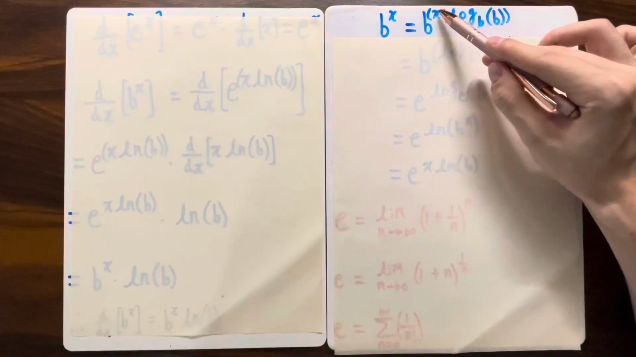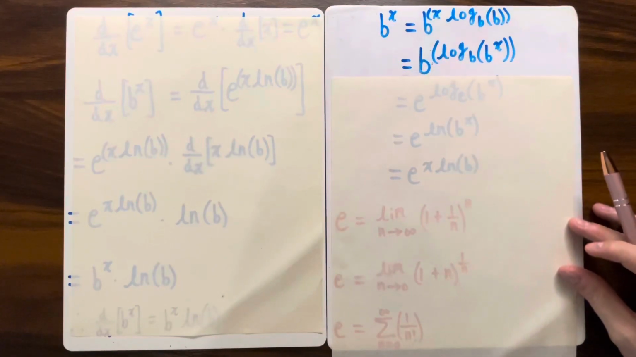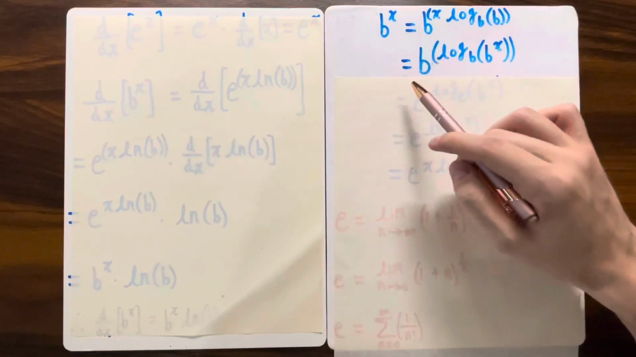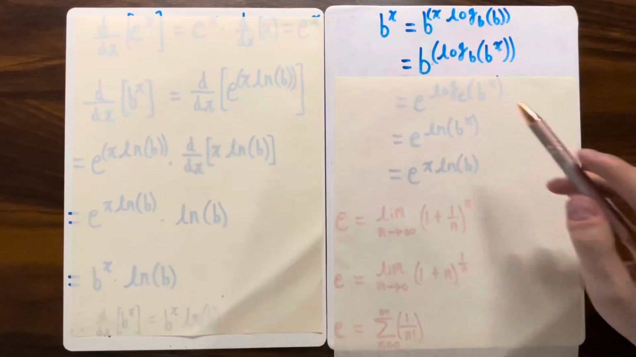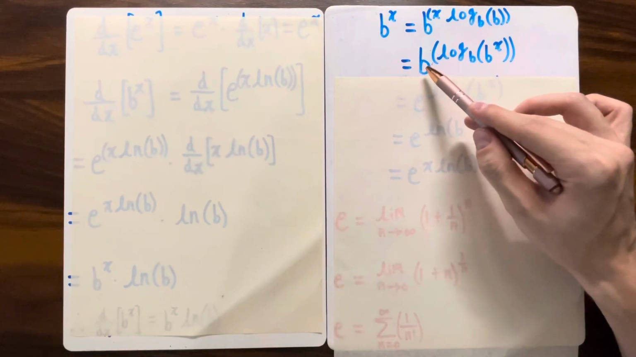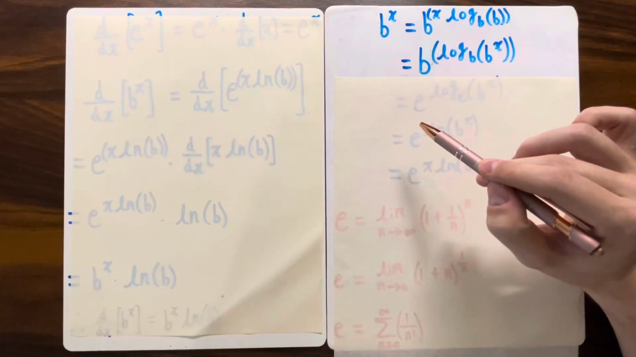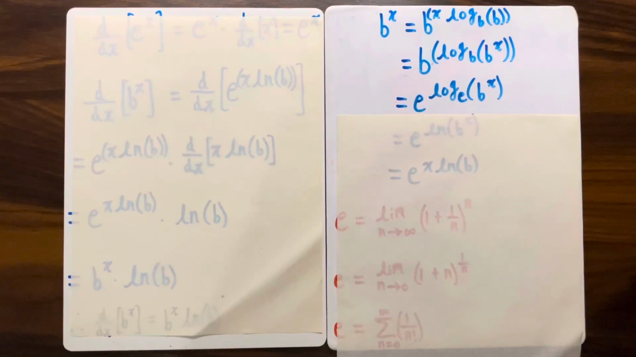And of course, we can use the power rule, bring the x into the exponent of the b, and we end up getting this. B to the x is equal to b to the log base b of b to the x. And of course, we don't have to use a b as long as this base and this coefficient are the same number. So for example, we can use e.